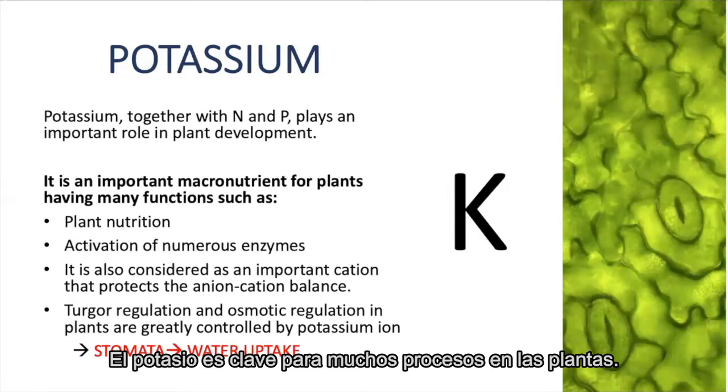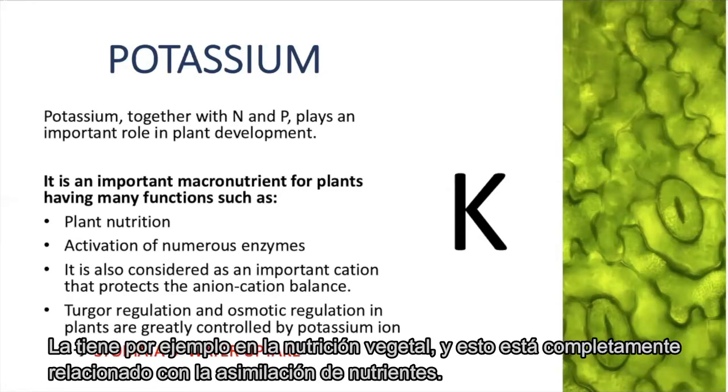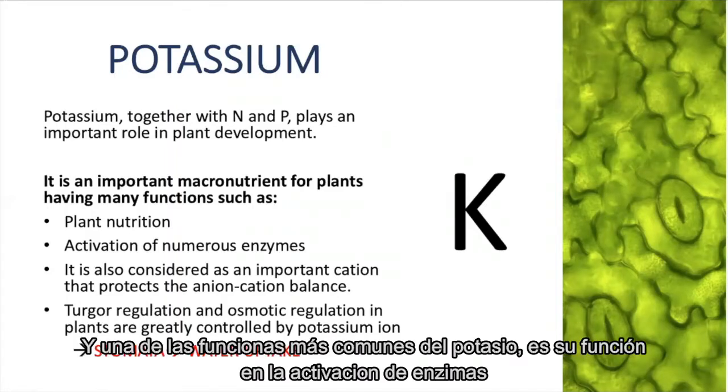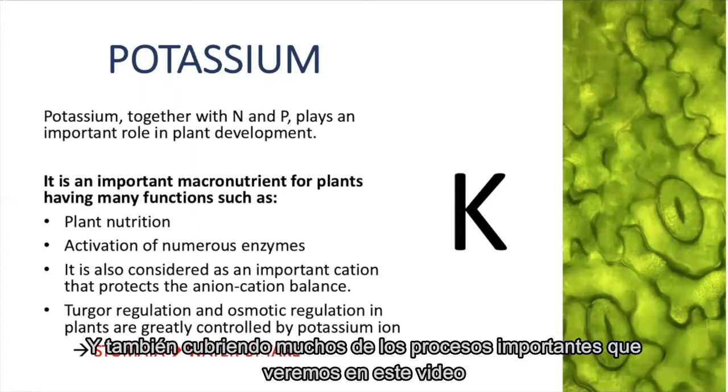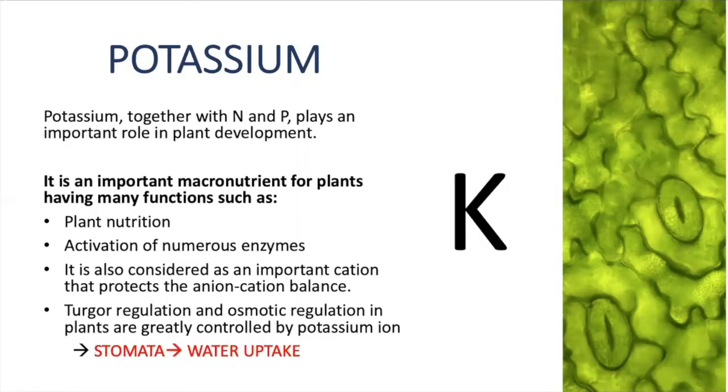Well, potassium can be a key in many important plant processes. It has a function, for example, in plant nutrition, and this is totally related to nutrient uptake. And one of the most common functions of potassium is its function in enzyme activation, controlling many important plant processes that we'll be covering in this video.